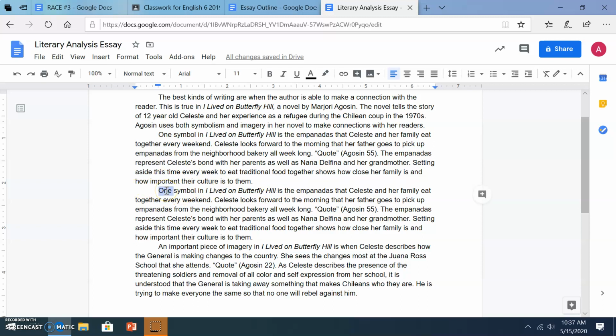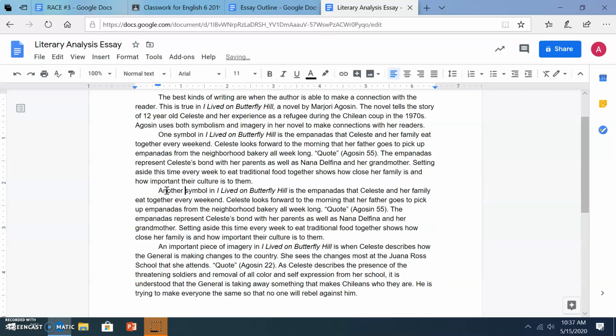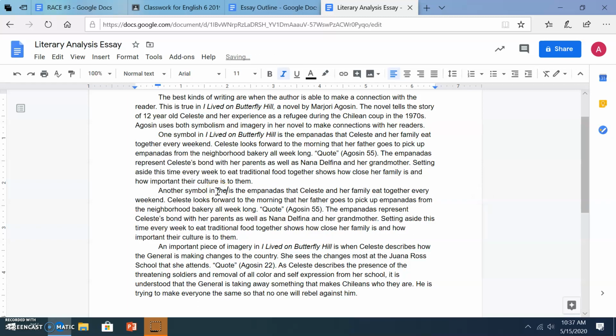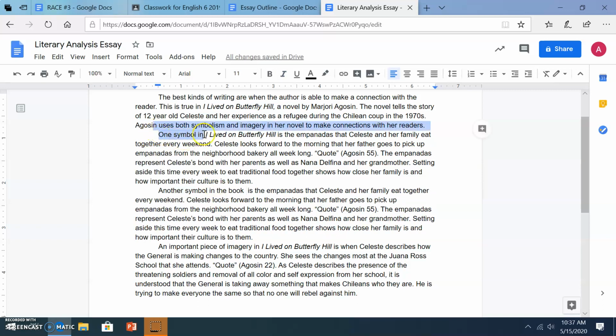So instead of saying one symbol, I'm going to say another symbol, and I'm going to cut out the title, and I'm just going to say in the book. So then I've got one symbol in I Lived on Butterfly Hill is, and then the second paragraph starts, another symbol in the book is. So they're not saying exactly the same thing.